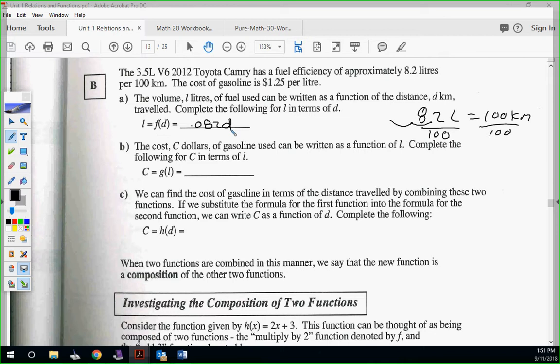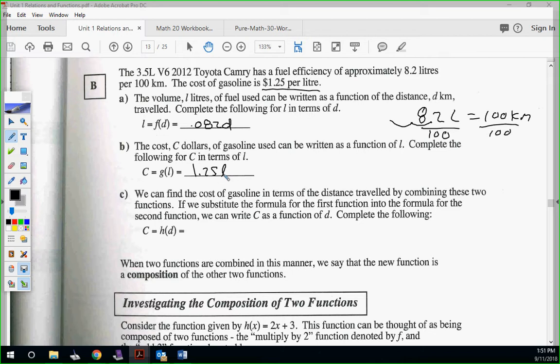The cost of the gasoline used can be written as a function of L. Complete the following. So we know the cost is simply just 1.25 L. Well, cursive L, so we can see the difference between the ones.